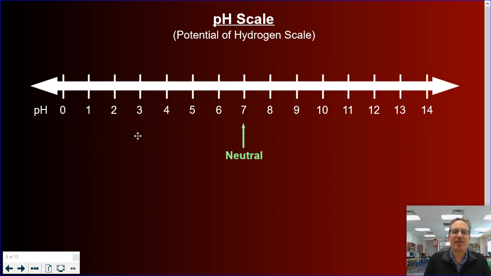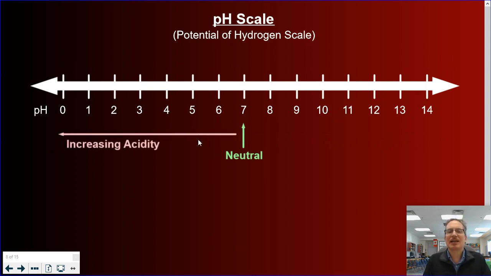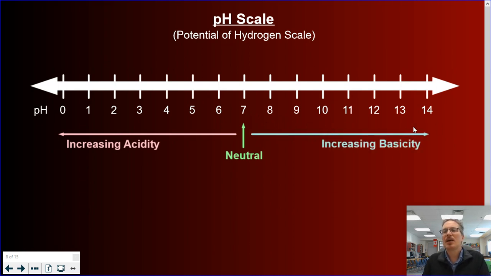Anything below 7 would be considered acidic. And so the closer you get to 0, it's becoming more acidic, so it's getting stronger acid properties. And then the same thing on the right-hand side: the closer you get to 14, the more basic you're going to become. So 14 is way more basic than a pH of 11. A pH of 1 is way more acidic than a pH of 4. As we go away from neutral, they either get more basic or more acidic as we're looking at this table.